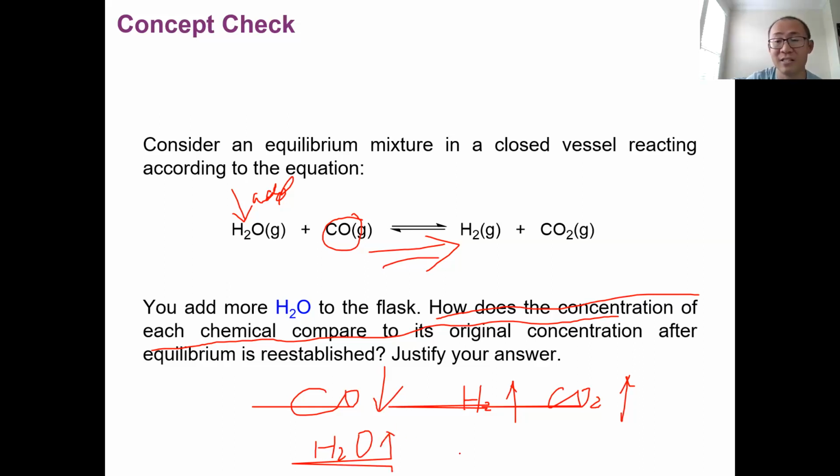So this is how the concentration of each one compares to the original. Water is still increased because water is added, even though some water is consumed. CO is consumed, so CO will decrease. Hydrogen and carbon dioxide will increase because they are the products. And the equilibrium shifts to the right, again because of adding water.